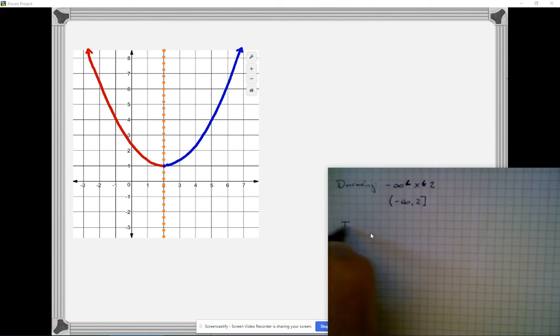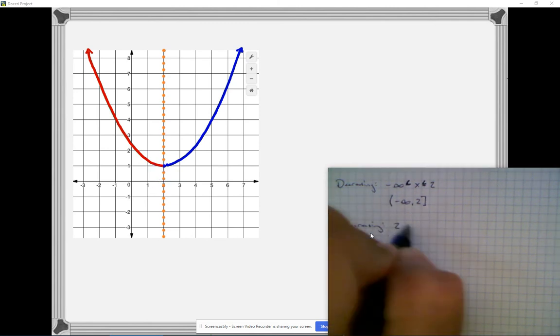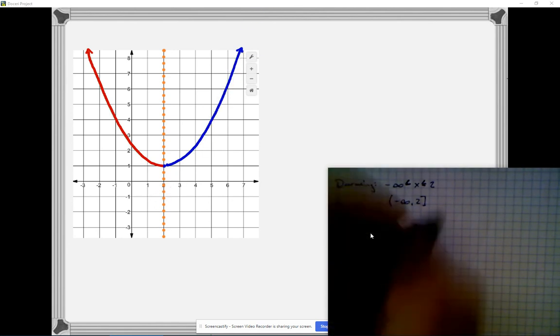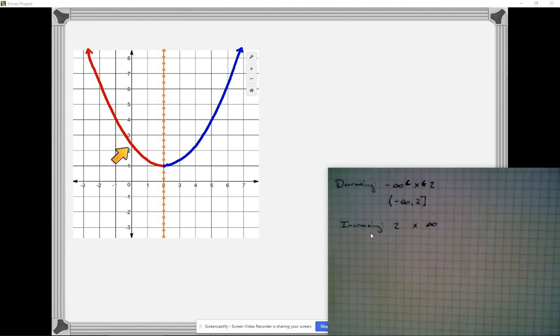All right, for increasing, where do we start going uphill? Well, we start going uphill at the vertex at x equals 2. And then where do we stop going uphill? Well, this thing keeps going on and on and on, upwards forever. So we use infinity again. This time it's positive infinity because we're on the right-hand side of 0 here.